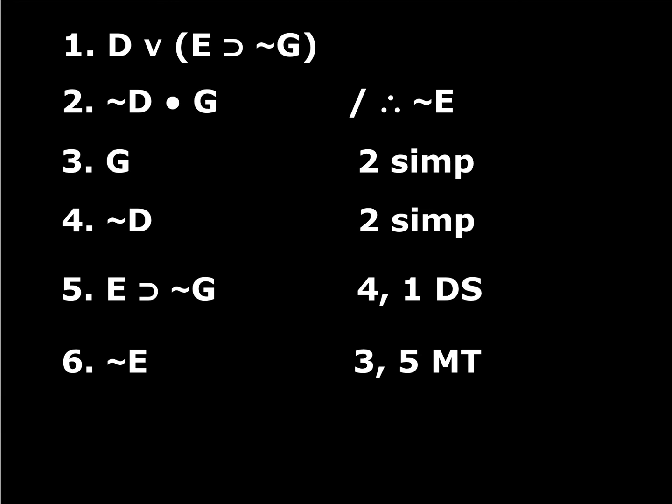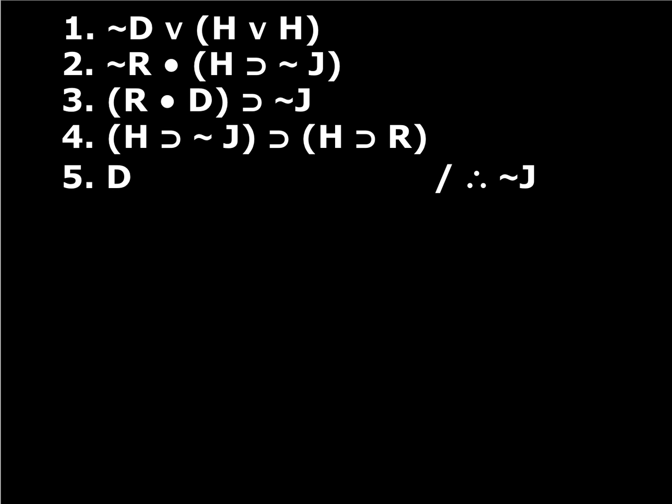Okay, let's do another proof. Here we have 5 premises, and what we're trying to get is not J. Well, there's a number of things we could do. Again, once you get familiar with the rules, you'll just start seeing things. I've already seen, look, I've got the negation of the first disjunct here, so I could get the second disjunct by DS. I've got a conjunction, I could simplify off these conjuncts. So already I'm seeing a couple of things I could do.